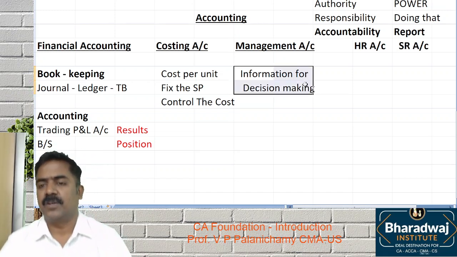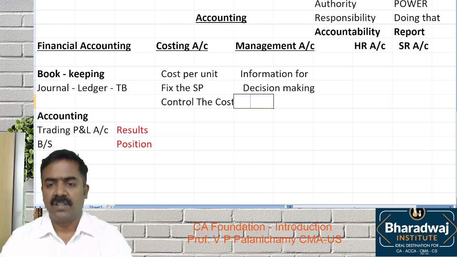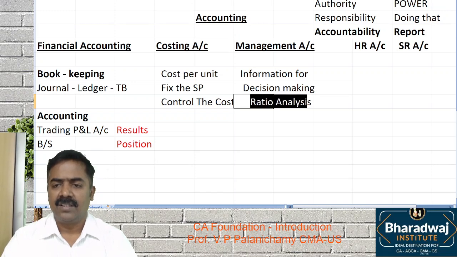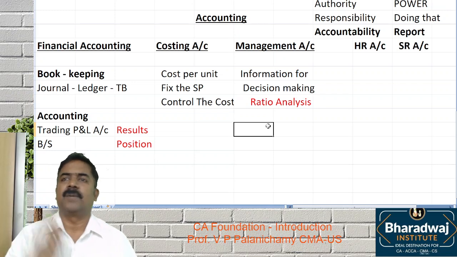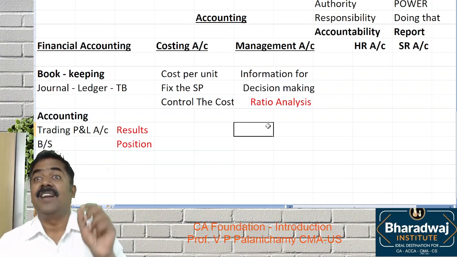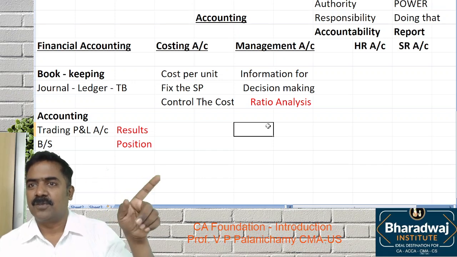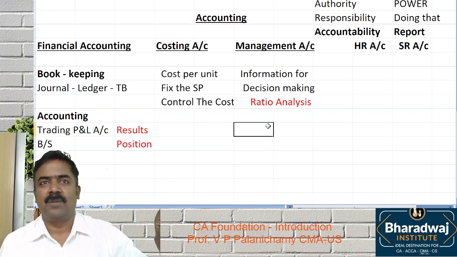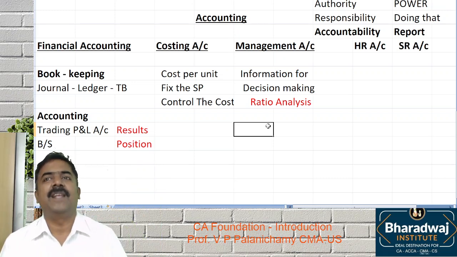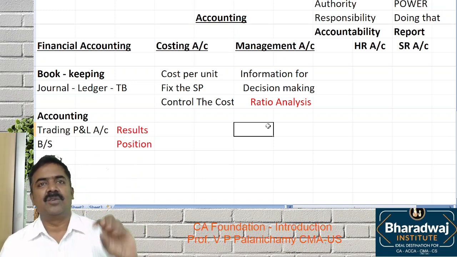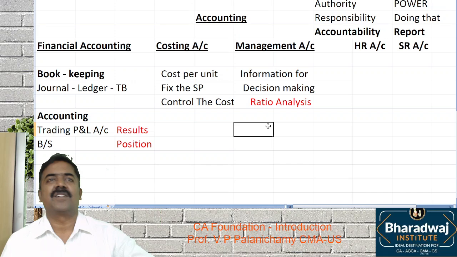They provide information for which one? Decision making. What information? They'll provide ratio analysis. Maybe we would have learned gross profit ratio, net profit ratio, stock turnover ratio and all. Every ratio indicates a particular thing. If stock turnover ratio is low, what is the meaning? Inventory turnover ratio, plus 1, plus 2. You will work out cost of goods sold divided by average stock. If that is low, what is the meaning? Unnecessary stocks are there. If the inventory turnover is high, stocks are moving fast.